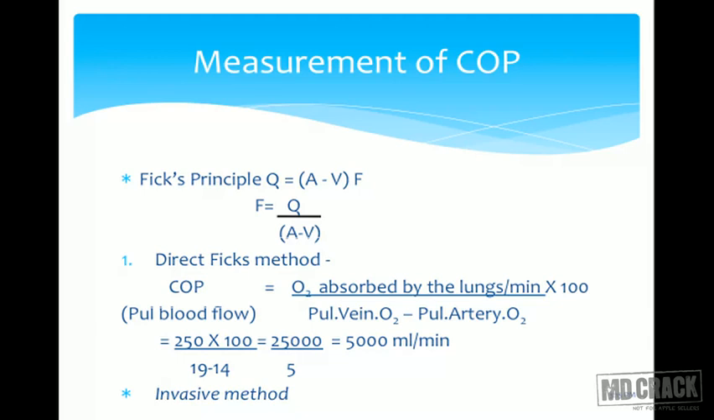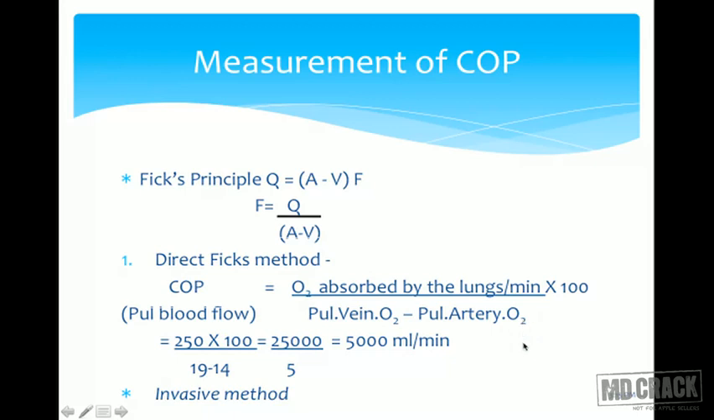So if I calculate the amount of oxygen taken up by the lung, how can I calculate that? By spirometry. So what will be my equation? Cardiac output, that means the flow, now will be replaced with the cardiac output because it is the pulmonary blood flow. Cardiac output will be O2 absorbed by the lung per minute upon pulmonary vein O2, that means the oxygen concentration in the arterial blood, minus pulmonary artery O2, that means the oxygen concentration of the venous blood.